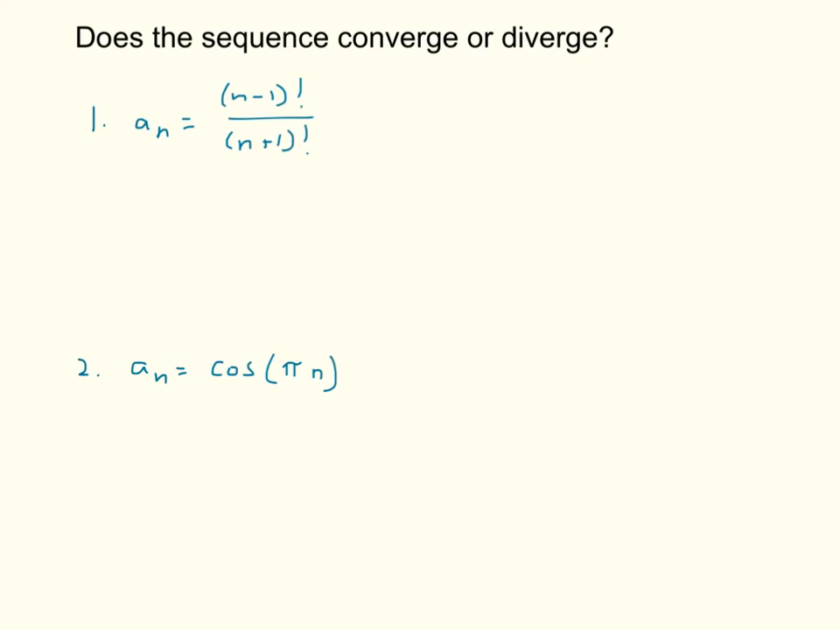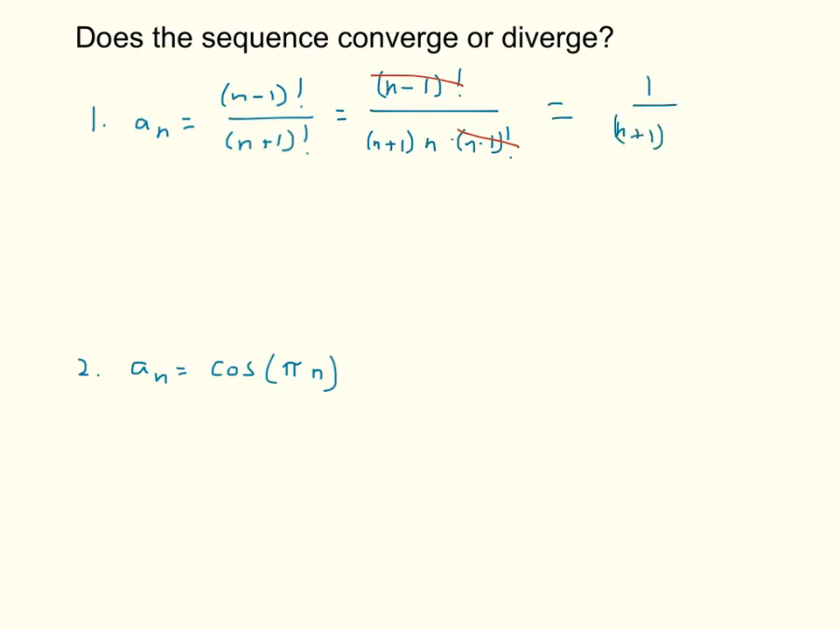Well, let's look at this first one. a sub n is equal to (n minus 1) factorial over (n plus 1) factorial. I know that can be simplified. I know that (n minus 1) factorial is smaller than (n plus 1) factorial, so (n minus 1) factorial will be a factor of that denominator. So I can write that as (n minus 1) factorial over (n plus 1) times n times (n minus 1) factorial. In that case, this will now reduce. The (n minus 1) factorials will drop off, and that will equal 1 over (n plus 1) times n.